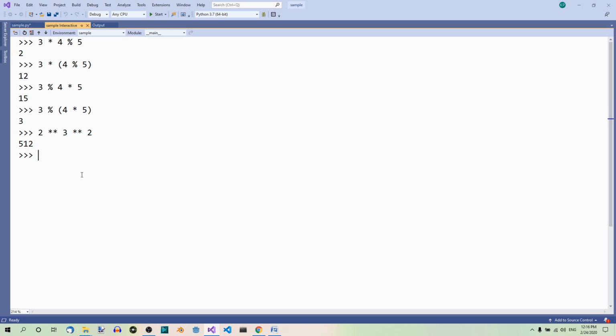Now if you need a different order, the parentheses are a solution again. So parentheses 2 to the power of 3, close, to the power of 2. Now this is evaluated first. The result is 8. Now 8 is raised to the power of 2, which is 64.